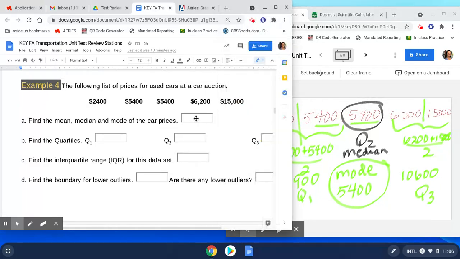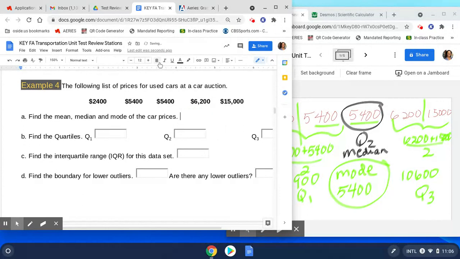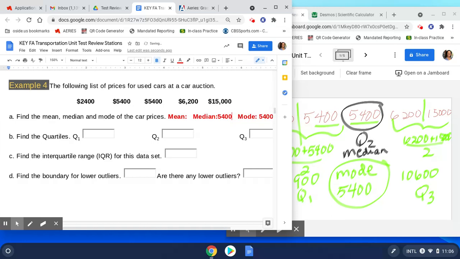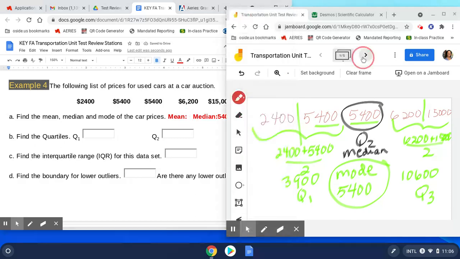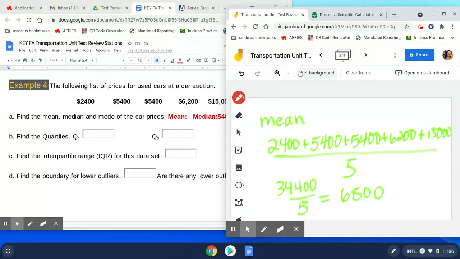So the mean, median, and mode. Mode was 5,400. The median was 5,400. And the mean was 6,800.